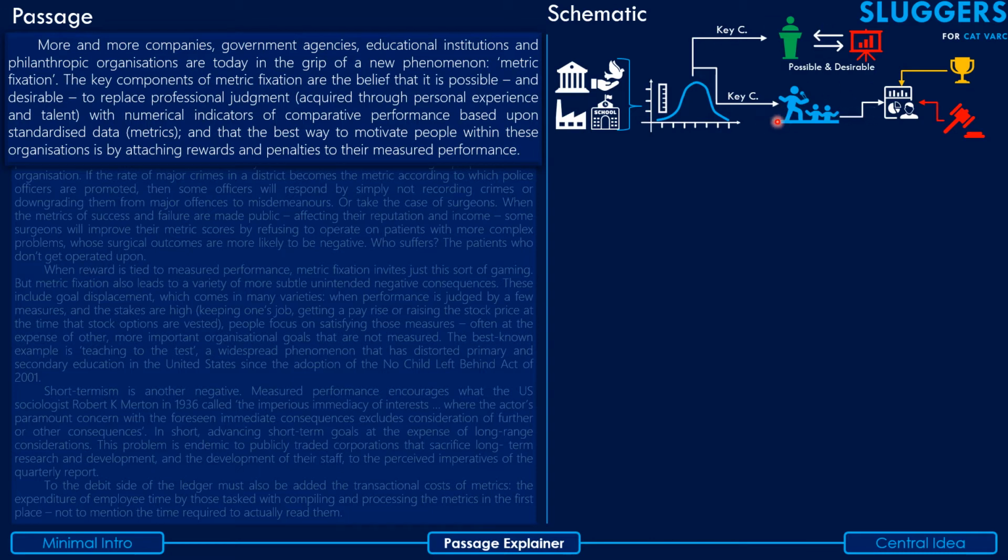The second key component is simply that, apart from this, associating rewards and punishments with the results, with the performance evaluations that you obtain via these analytical methods, is also the best way to motivate people in these organizations. So that's what the first paragraph says. All right, I hope that's clear. Let's move on to the next one.